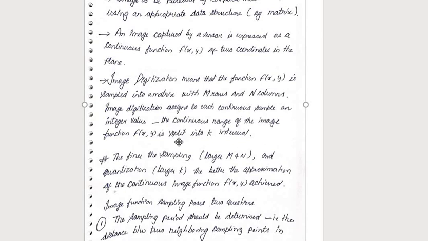The continuous range of the image function f of x, y is split into k intervals. The finer the sampling, the larger the m and n values, and the finer the quantization, that is the larger the k, the better the approximation of the continuous image function f of x, y achieved.